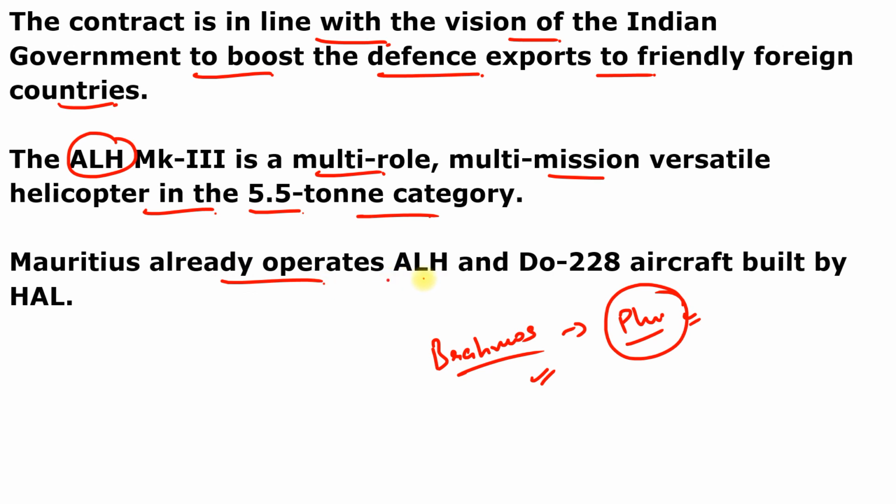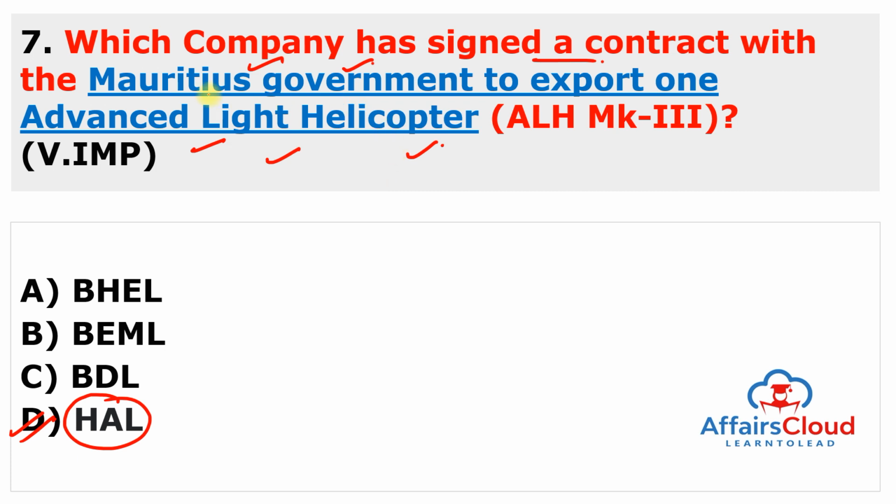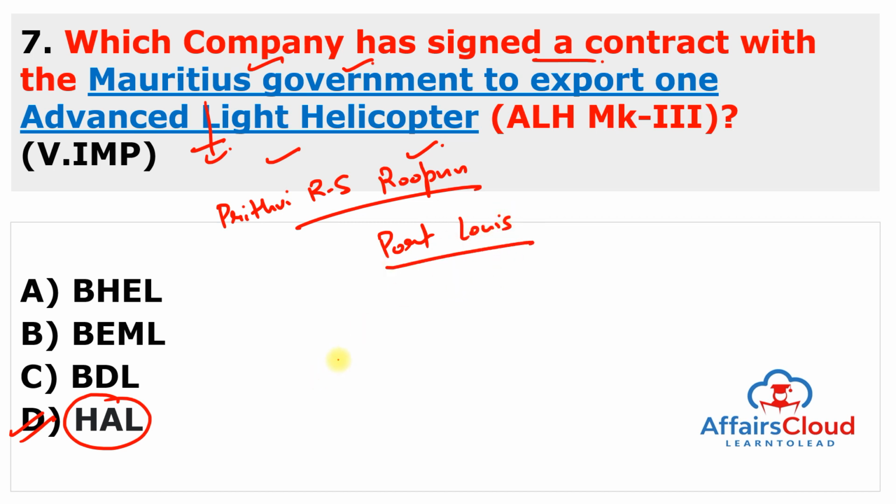Mauritius already operates this advanced light helicopter and Do 228 aircraft built by Hindustan Aeronautics Limited. And it will definitely ensure the healthy serviceability of the helicopter. HAL ensures technical assistance and product support to the customer. But you can also remember about Mauritius here. Mauritius president is Prithviraj Singh Roopun, and the capital is Port Louis, and the currency is the Mauritian rupee. But you have to remember about Hindustan Aeronautics Limited. It comes under the Ministry of Defense and its headquarters is in Bengaluru.